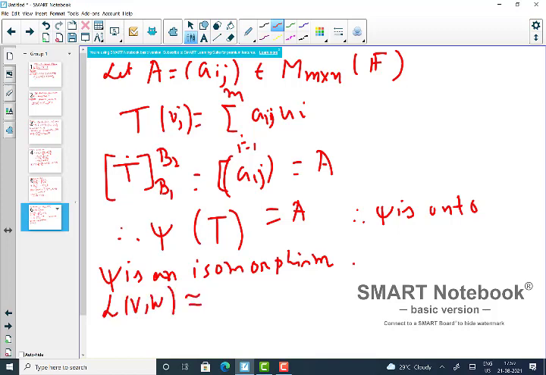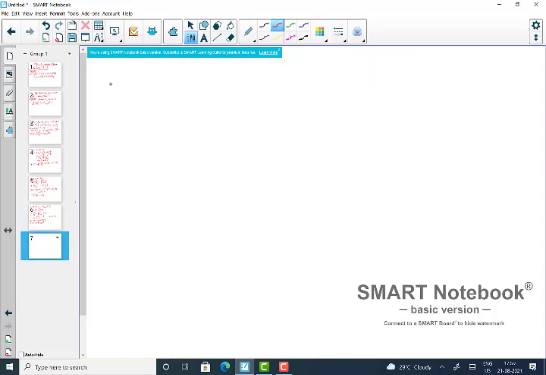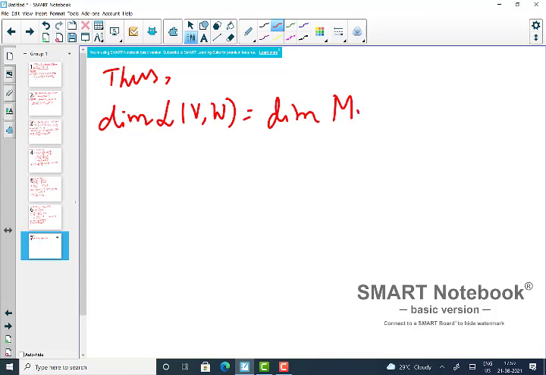L(V,W) is isomorphic to M m cross n. Okay. Now, what are the consequences? If they are isomorphic, what does that mean? That means they have everything the same, right? The dimension is the same, everything is the same. And then what was our original question? You can get the answer, right? What was the dimension? So thus you can say that the dimension of L(V,W) is nothing but the dimension of this matrix space.